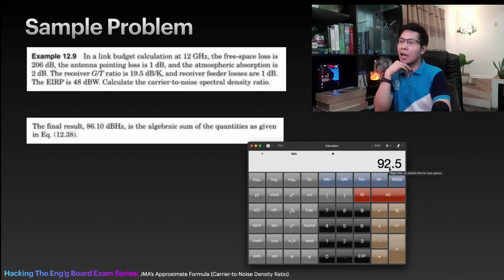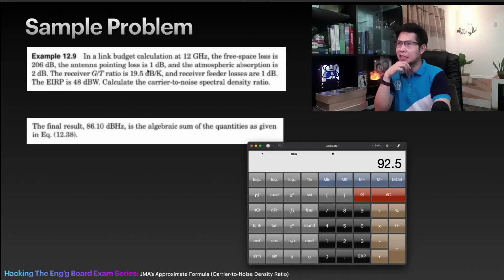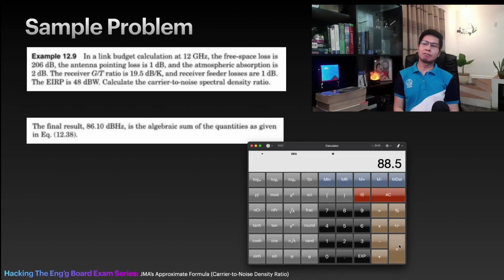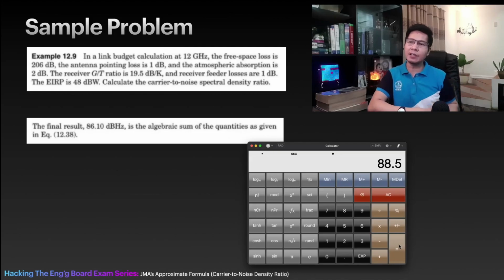92.5, if I will consider the losses, in this one, may antenna pointing loss, na hindi naman typical yan sa mga problem. Kaya pag ibabawas ko yung pointing loss na 1 dB, and then there's an atmospheric absorption, which is 2 dB, so minus 2 dB. And then there's a feeder loss, which is 1 dB, so minus 1 dB. So yung approximate formula natin na from ideal conditions, ibabawas na natin yung mga miscellaneous losses. So, the answer is 88.5 dB.